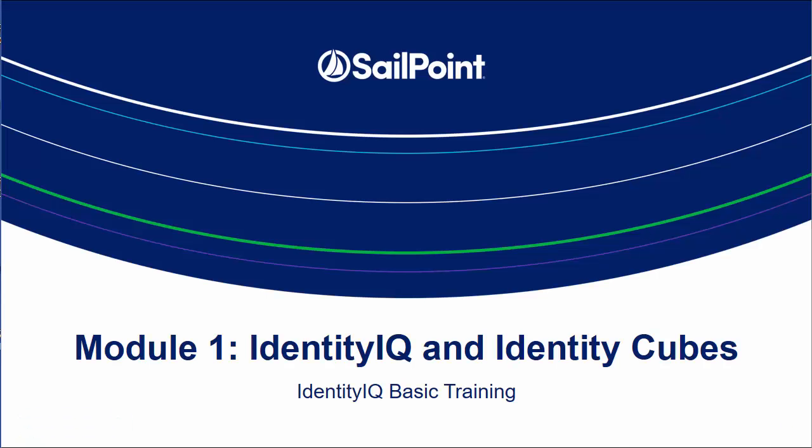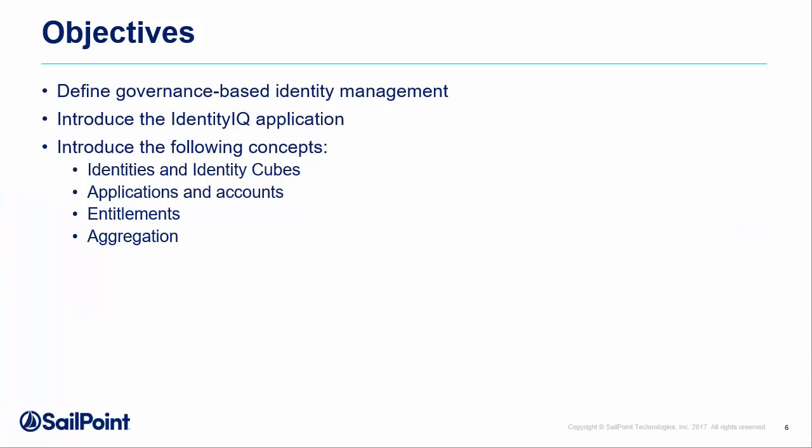This is Module 1 of the basic training course, Identity IQ and Identity Cubes. The objectives for Module 1 are to understand what we mean by a governance-based approach to identity, to introduce the SailPoint Identity IQ application, and to introduce some concepts around identities, identity cubes, and the aggregation of user data and entitlements from external applications.